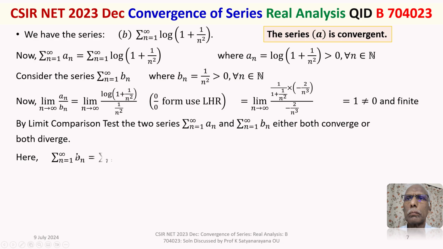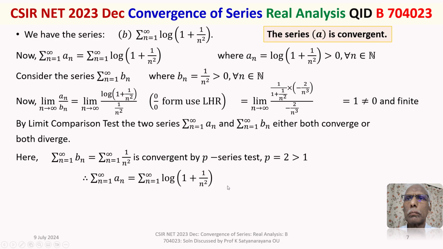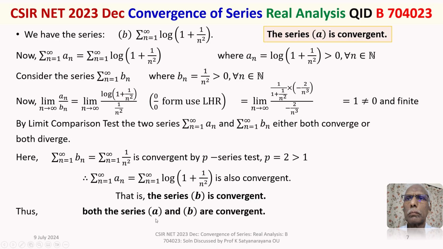So hence here sigma n equals 1 to infinity bn, which is sigma 1 by n square, is convergent by p series test. Here p is equal to 2 greater than 1. Therefore, sigma an is also convergent. So thus the series B is convergent. The series A is convergent, which we have already seen. Now the series B is convergent. Thus both the series A and B are convergent.